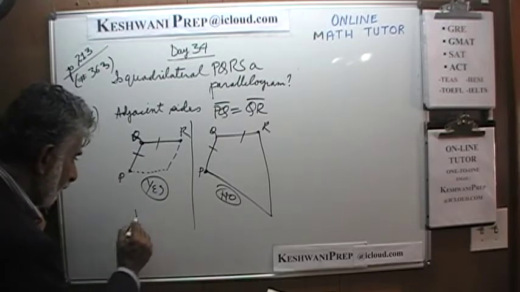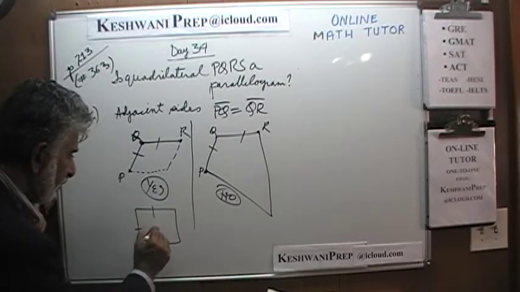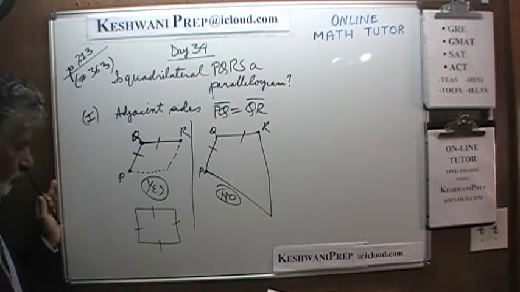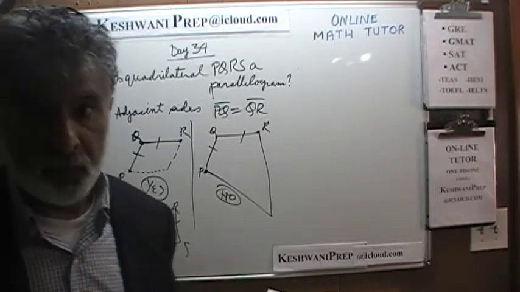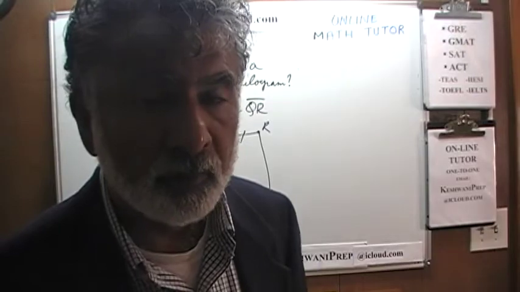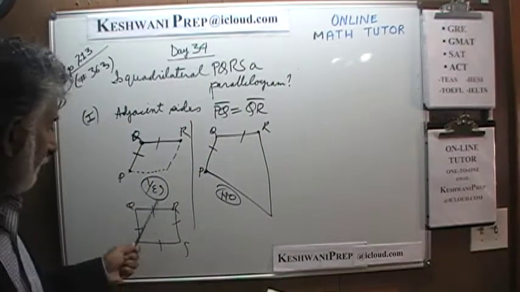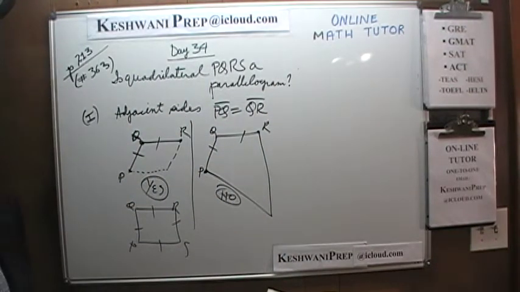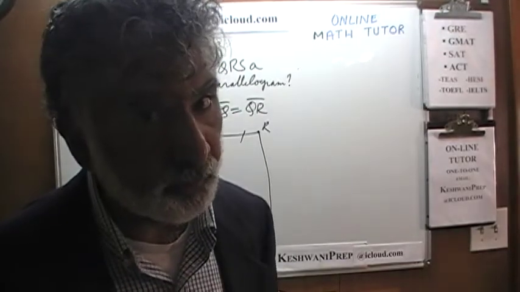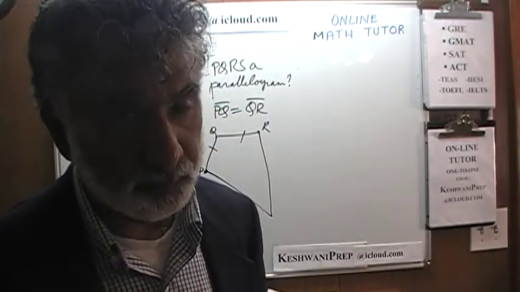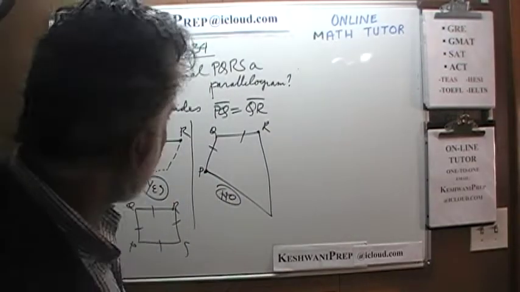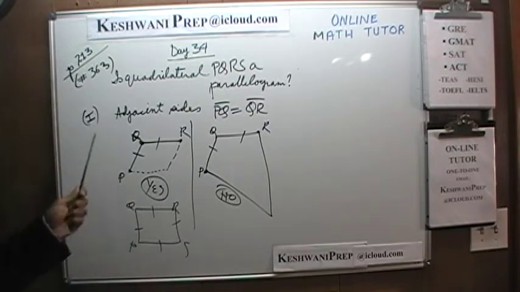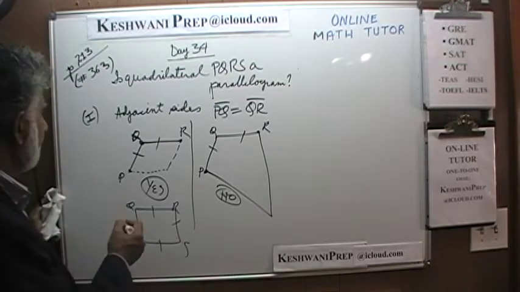It could, for all we know, just be a square. PQRS is a square, and a square is a parallelogram. Of course it's a parallelogram, because the only requirement of a parallelogram is that the opposite sides are parallel. All squares are parallelograms, but all parallelograms are not squares, just like all squares are rectangles, but not all rectangles are squares. You understand that? So the answer is no, we cannot tell based on the first statement.